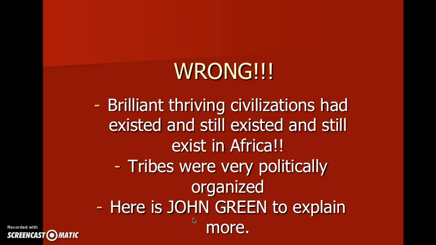Wrong. They couldn't have been more wrong. There were brilliant, thriving civilizations that existed in Africa, still exist today in Africa, but this was misunderstood. Tribes were very politically organized. One of the false ideas was that tribes had no political organizations, and therefore the Europeans, when they came in, should establish a political system. That's not true either at all. And to explain this in greater detail, here's John Green.